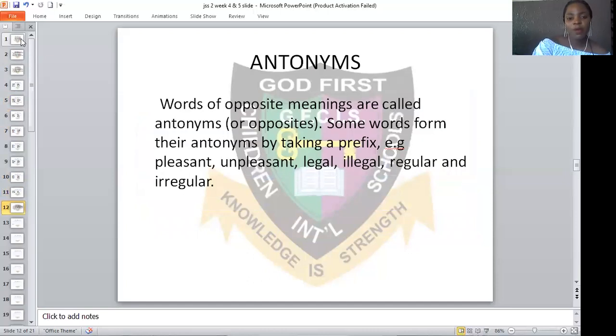Also, we went on to talk about antonyms. I said antonyms are words of opposite meaning. That means words of opposite meaning are called antonyms. Some words form their antonyms by taking a prefix. For example, we have pleasant, unpleasant. The un in unpleasant is the prefix. So pleasant becomes unpleasant, legal becomes illegal. The il in illegal is the prefix that was added to make it an antonym. Regular and irregular.